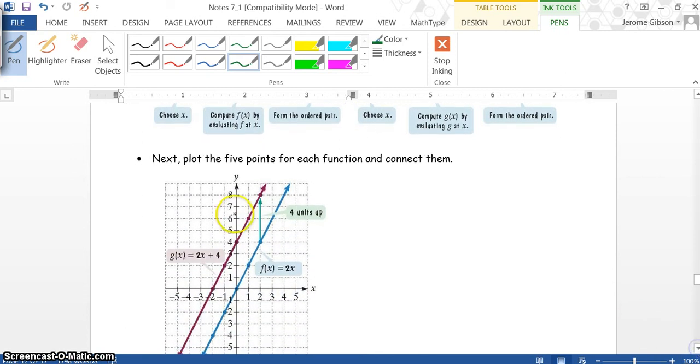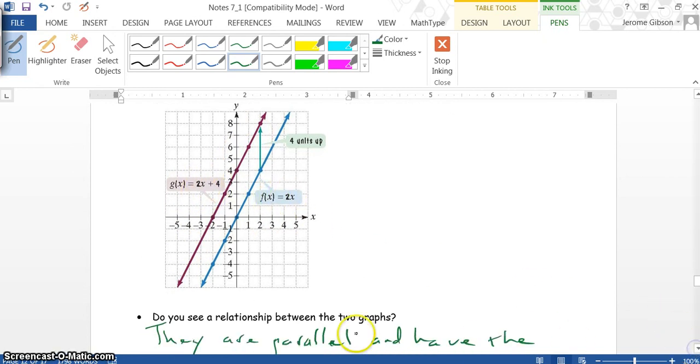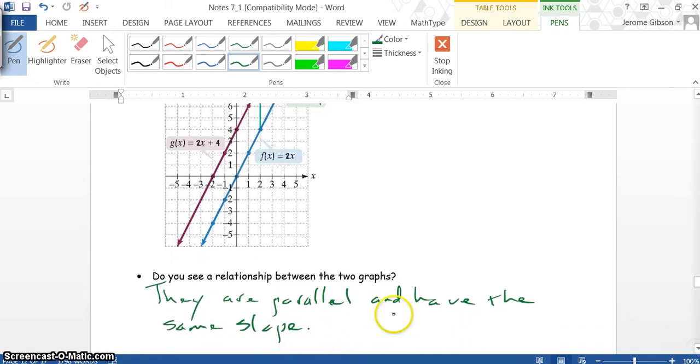Now the graph. Graph all of these points here. And what we notice here, it says, do you see a relationship between the two graphs? You notice the two graphs will never touch. And if you notice, both of these graphs are set up where the value in front of x is 2. Now it says, do you see a relationship between the two graphs? It says they are parallel and have the same slope.